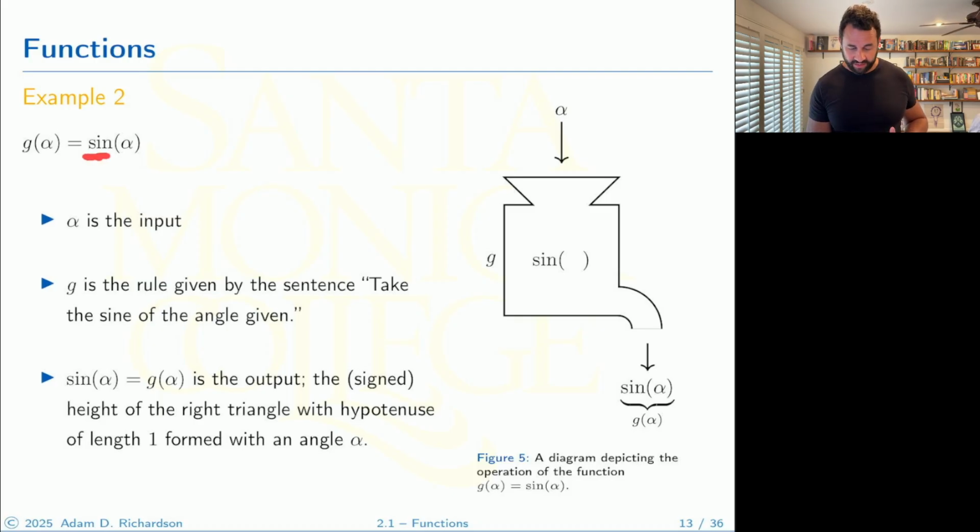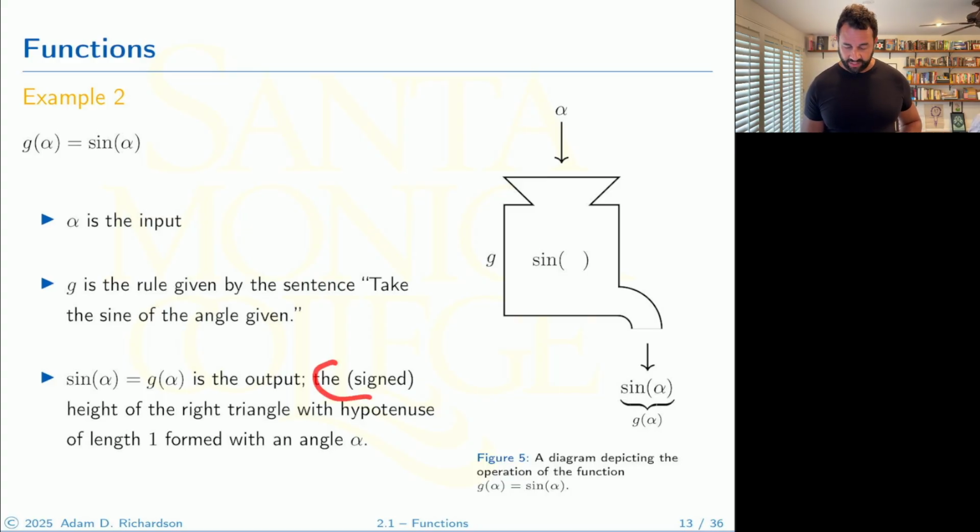So here, it says SIN. That's the name of the box. That's the label on the outside of the box. It says, hey, this is the sine box. And when you put something into this box, it's going to do this: take the sine of the angle given. So here, alpha is the input. G, or sine, says take the sine of the angle given, right? And then G of alpha, or sine of alpha, because they're equal, that's the output.